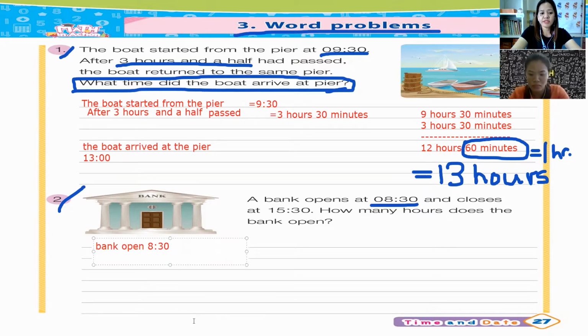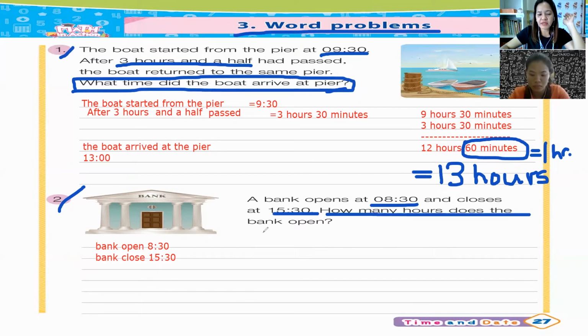And then the bank closes, what time? 15:30 or 3:30. Am I right? Yes. Okay. And then in this part, the question now here is, don't forget to underline the numbers. How many hours does the bank open? How many hours was it open the whole day? From 8:30 up to 3:30 or 15:30.